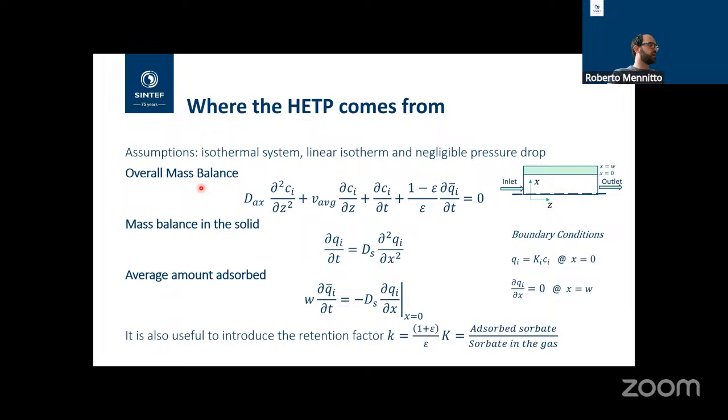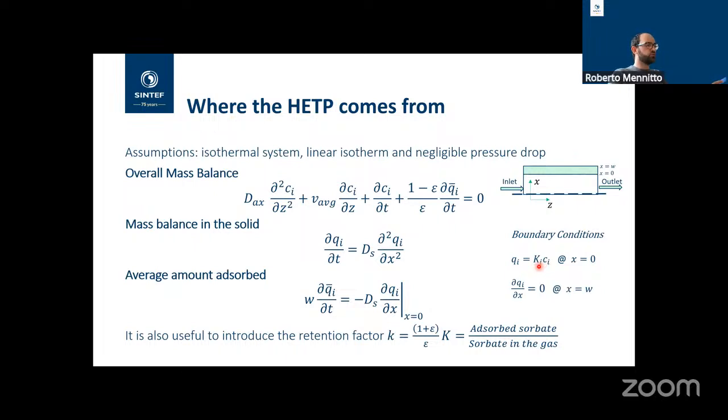The first mass balance is the overall mass balance of the solute in the system, which accounts for the axial dispersion term, the average velocity of the convective term, the accumulation in the gas and accumulation in the solid. Then we have the mass balance on the solid, which is basically the diffusion in a slab over here. This is the equation of diffusion in a slab. And then on the boundary where x is equal to 0 here, the gas-solid interface, we write the isotherm. So the amount adsorbed is equal to a Henry's law constant times the concentration of the solute.